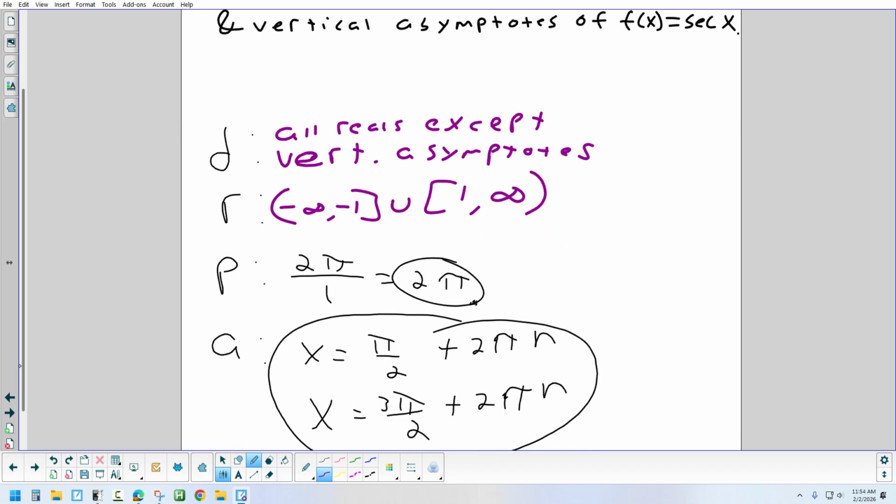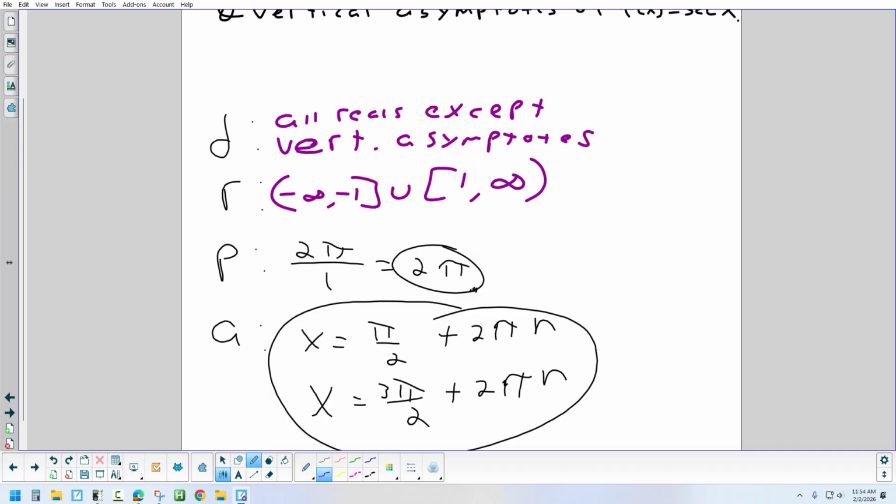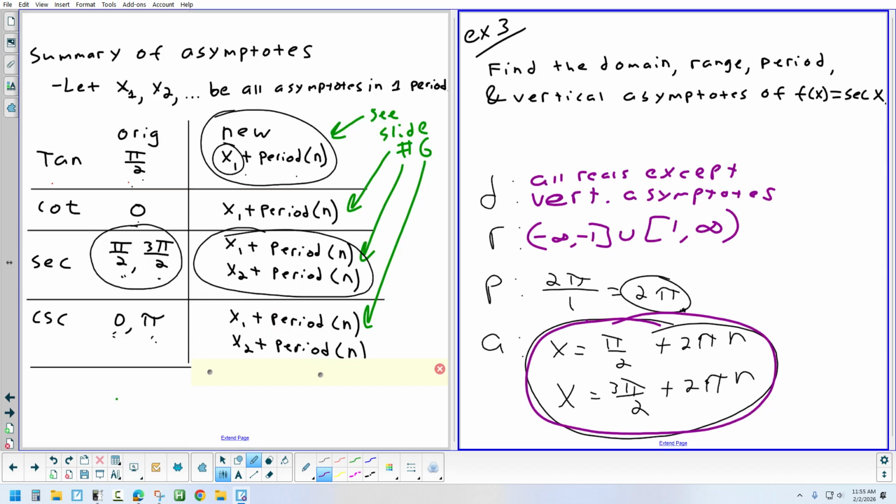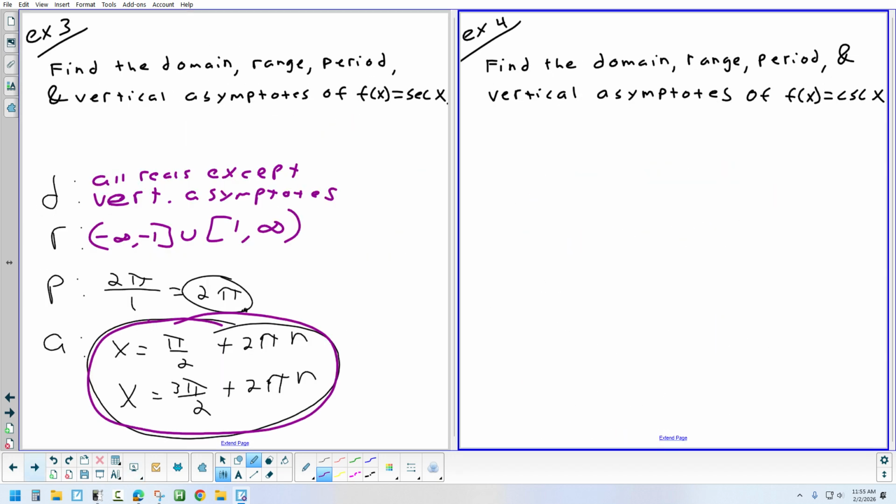If you wanted to be more specific, you could say all reals that are not of this form. And then you could write this down again. So anything that's not a vertical asymptote. All right, now, I'm not going to write everything down for cosecant. I just want to know what would not change out of the domain, range, period, and asymptotes.